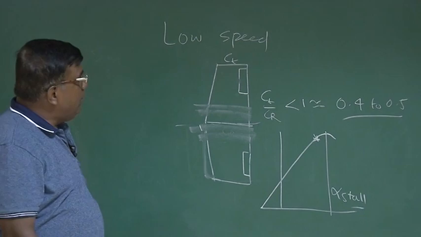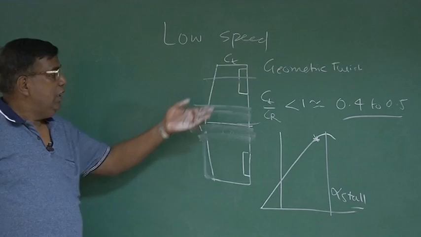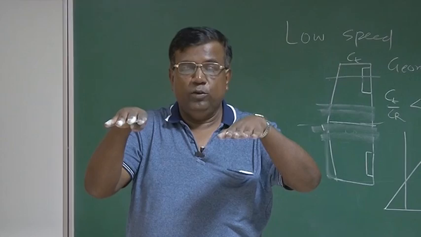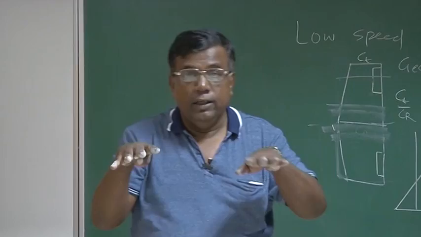So what is done is, some geometric twist is given to the aerofoil at the tip, around this region. That is, a deliberately negative angle is set on the aerofoils which are near the tip. So that even if there is a 12 degree or 13 degree stall angle, this portion will see less than 12, 13 degrees. So the root will stall, but this gentleman will not stall. This is one way, which is called geometric twist.